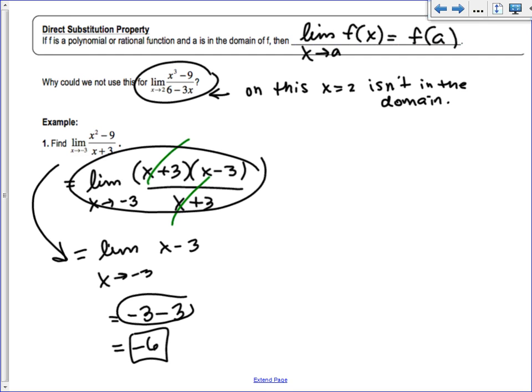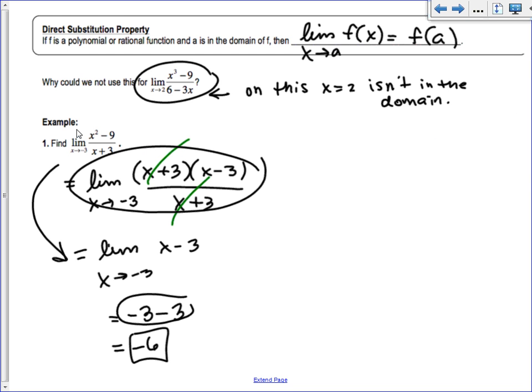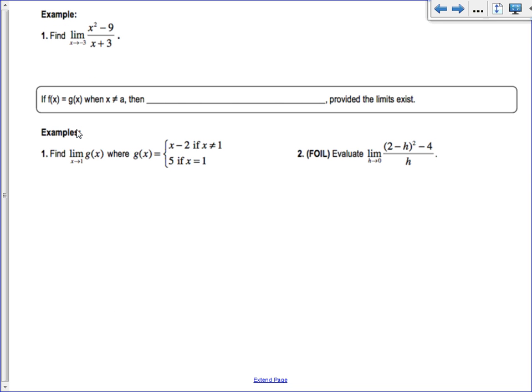All right, next step. All right, so find the limit as x goes to -3. Did you just do this one? It's the same one. Am I crazy? Oh, okay, yeah. So you don't have that, right? I just copied it again.